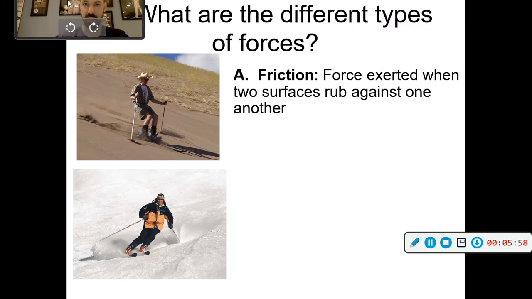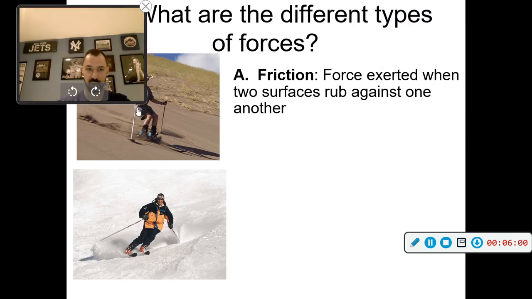So obviously there are different types of forces. The first one I want to talk to you guys about is friction. Friction is something that opposes forward motion. It's a force exerted on two objects as they rub against each other, right? And you feel it when you rub your hands together. There is resistance as you rub. That's what we call friction. Obviously heat is the result of that.